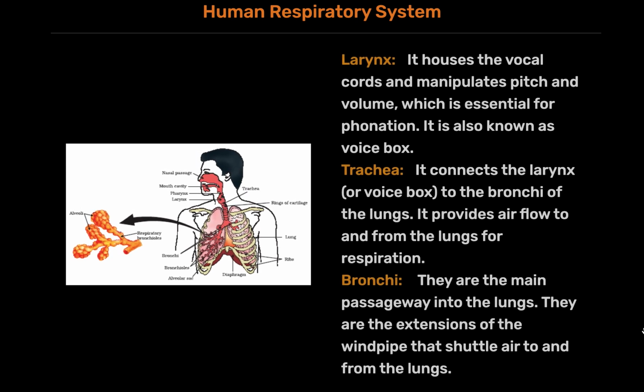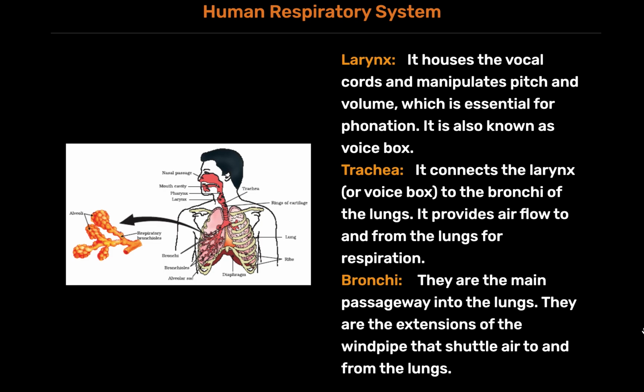It houses the vocal cords and manipulates pitch and volume, which is essential for phonation. It is also known as voice box. Pharynx splits into trachea and esophagus. Trachea connects the larynx or voice box to the bronchi of the lungs. It provides airflow to and from the lungs for respiration.